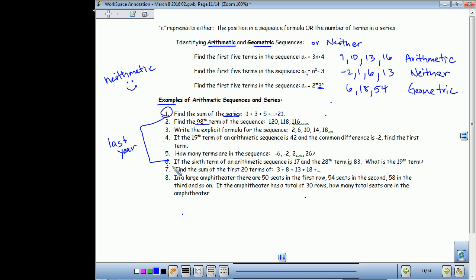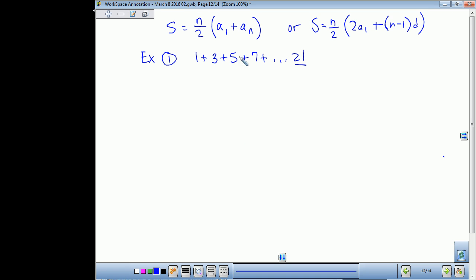Okay. All right, number 7 is new because this says find the sum. Number 8 is new because we're finding the total number of seats in this amphitheater. Okay, so 1, 7, and 8 are the types of problems we'll be doing now. We're going to revisit some of this old so we don't forget it. But 1, 7, and 8, that's our new. So let's look at number 1.